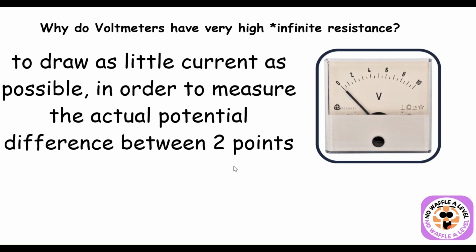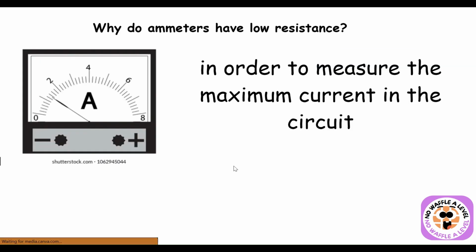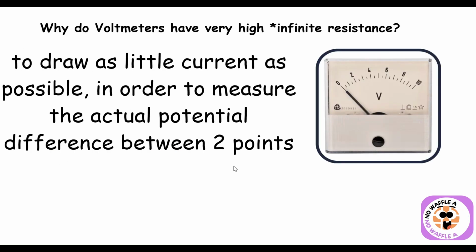The next question would be, why do voltmeters have very high or infinite resistance? The reason is that voltmeters want to draw as little current as possible, because they're trying to measure the actual potential difference between two points, and it doesn't want to get influenced by the current. So key things to remember: ammeters have very low resistance and voltmeters have infinite resistance.